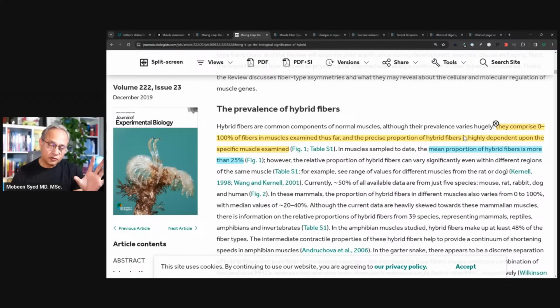Although their prevalence varies hugely, various muscles of ours, biceps versus triceps versus glutes versus vastus lateralis, sartorius, many pectorals, they all have various densities of hybrid fiber. And there are many theories for why the hybrid fibers are there. I just discussed one of them. So here, they comprise 0 to 100% of fibers in muscles examined thus far, and the precise proportion of hybrid fibers is highly dependent upon the specific muscle examined. Mean proportion of hybrid fiber is more than 25%. So if you focus on one of your muscles, imagine some muscle that is fatigued. Think about that one. In healthy state, about 25% of its fibers will be hybrid. And generally, it is divided 50-50 between slow fiber, oxidative, type 1, versus fast, glycolytic, fatigable fibers, or type 2.